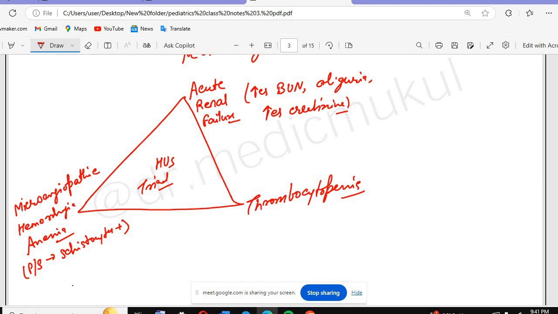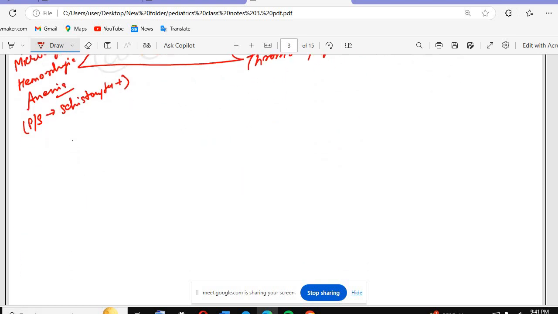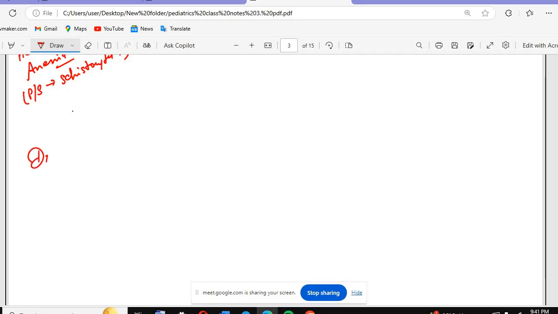How will you make the diagnosis of shigella? For the diagnosis, we are seeing there is dysentery, so we have to take a stool sample. We will take fresh stool, or we will take stool from the rectum. But fresh stool is the best sample, and that will help us make the diagnosis.